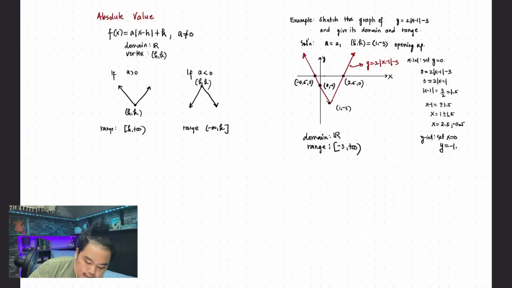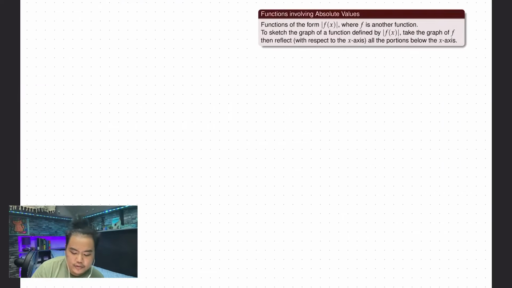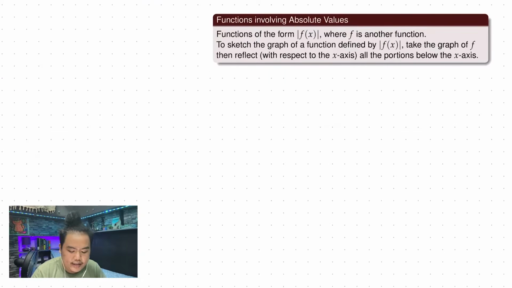So, punta naman tayo sa mas general case ng may absolute value. So, ang igagraph na natin, functions of the form absolute value, tapos may laman yung loob niya. Okay? Ang laman niya is f of x, where f of x is some other function. So, para mag-graph mo yung y equal to the absolute value of f of x, igagraph mo muna yung y equal to f of x.